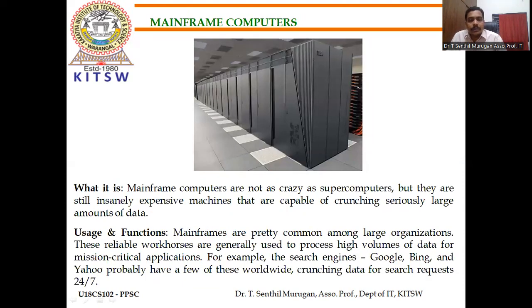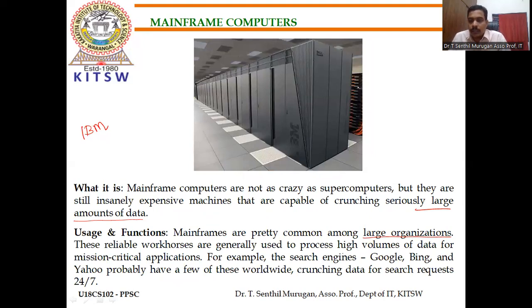Next, mainframe computers. It is not as great as a supercomputer, but it is also expensive. A large amount of data will be stored, that's why we call it a mainframe computer. For example, IBM company has its own mainframe computers. It is also used for large organizations.